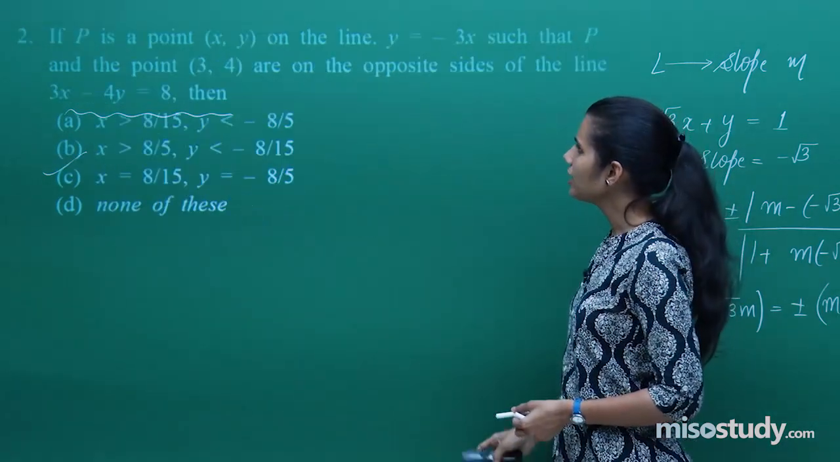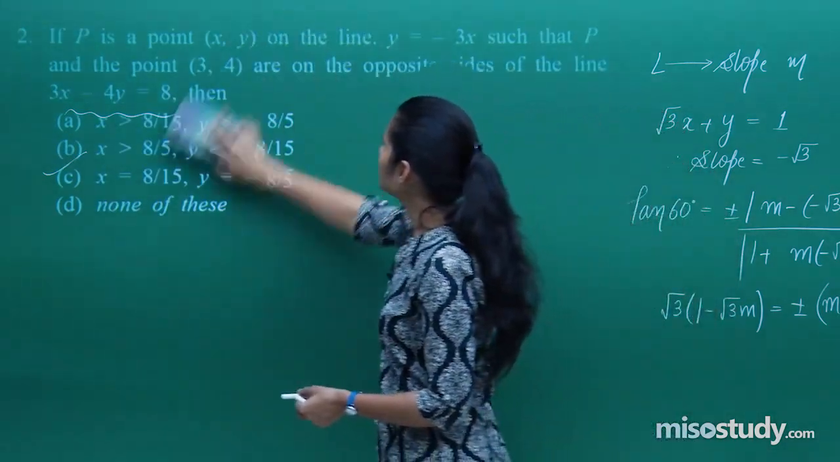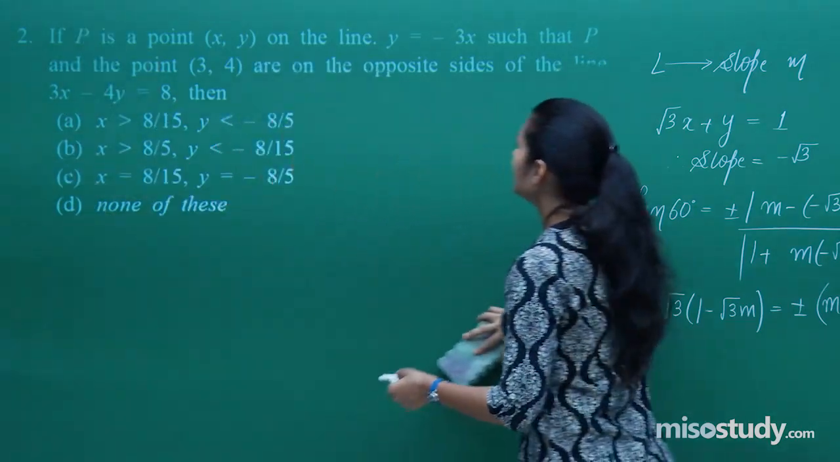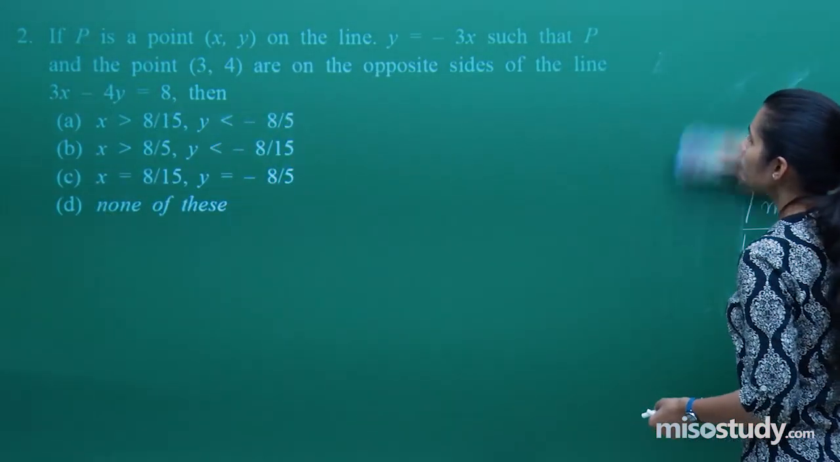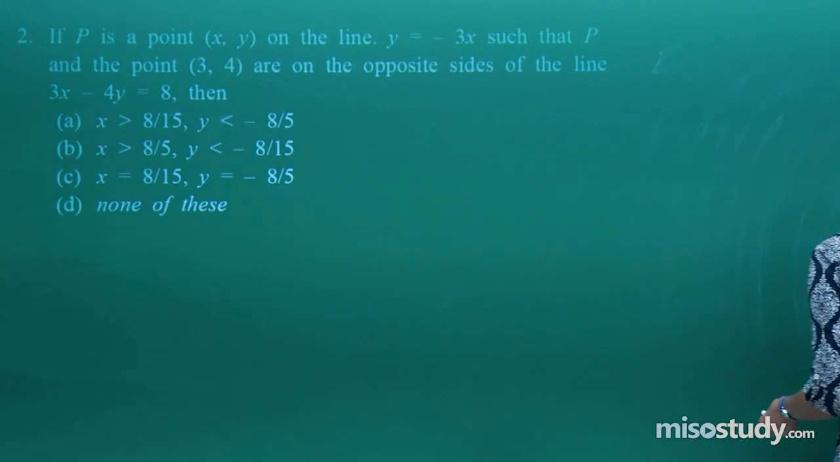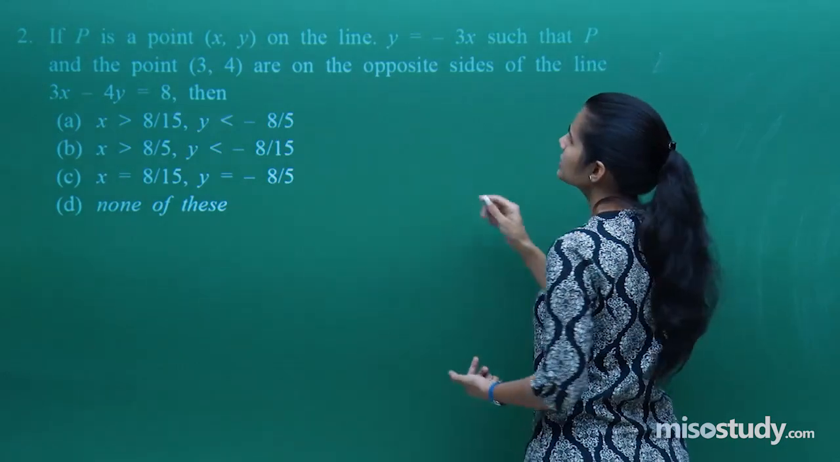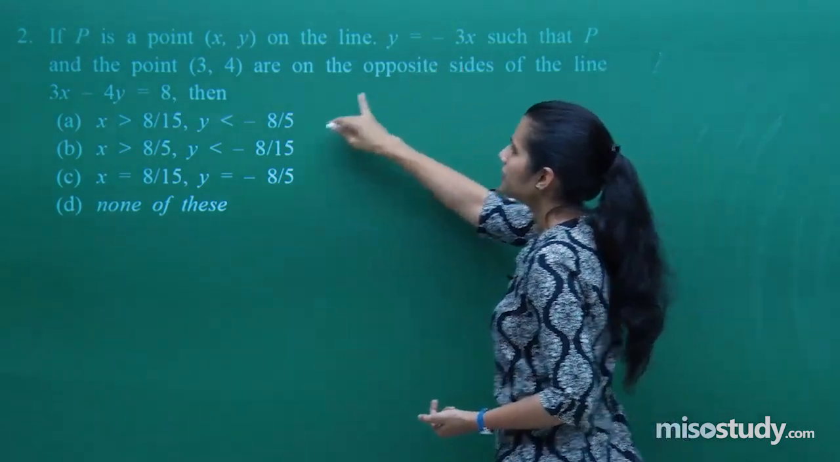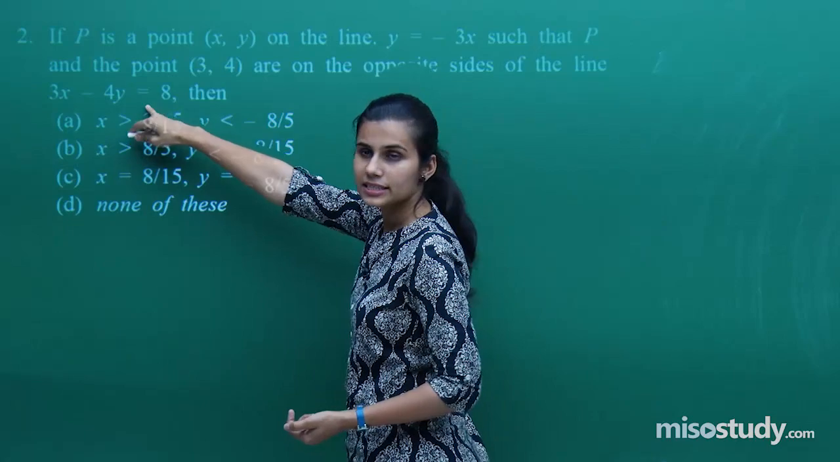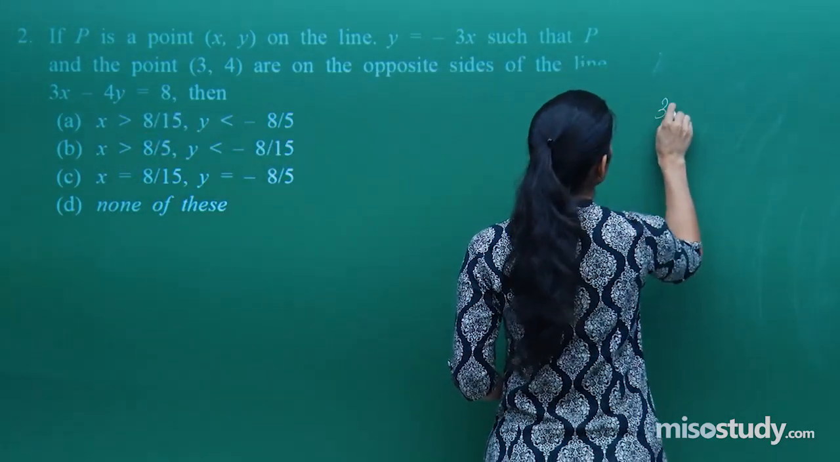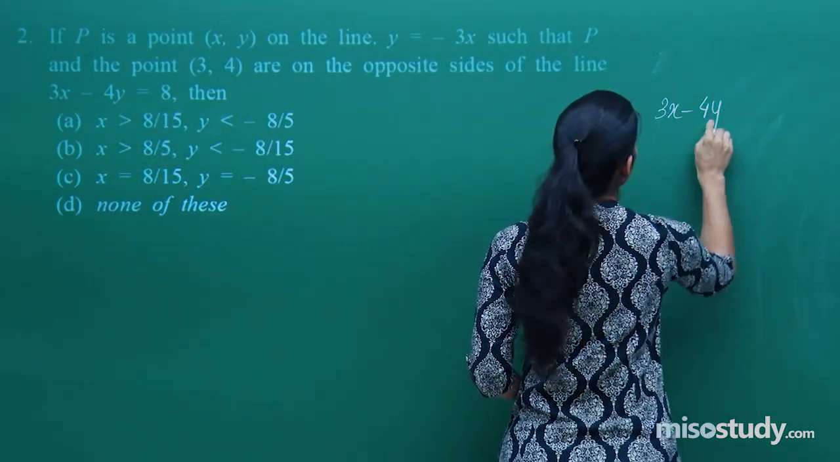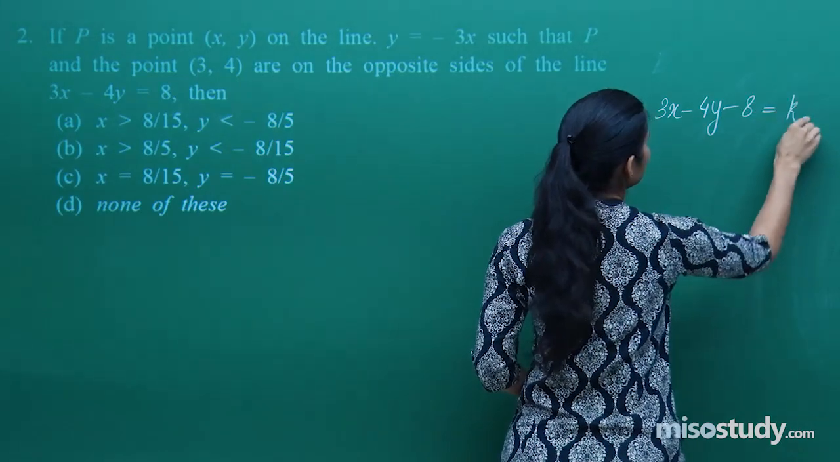Moving to the next question, we have: if P is a point on this line and the other point, they are lying on the opposite side of the same line. Okay. So, here first of all understand if the line given to you is y equals minus 3x and they are basically lying on the opposite side of this line. Now, you have 3x minus 4y minus 8. Just take it to be equal to k.